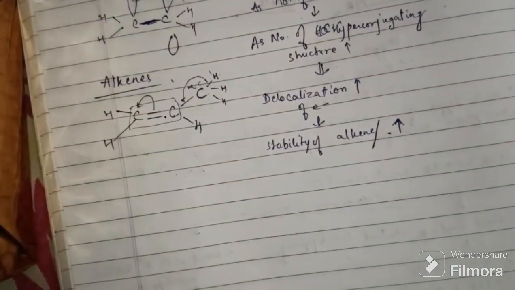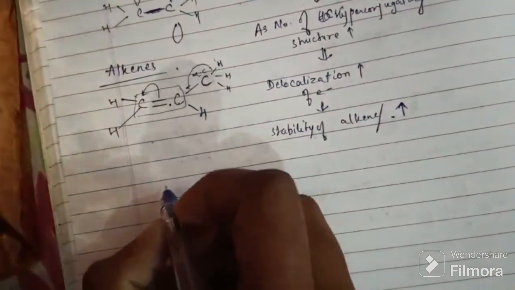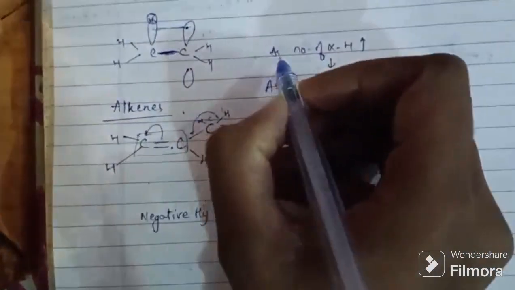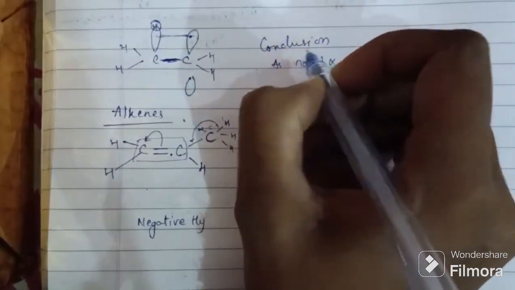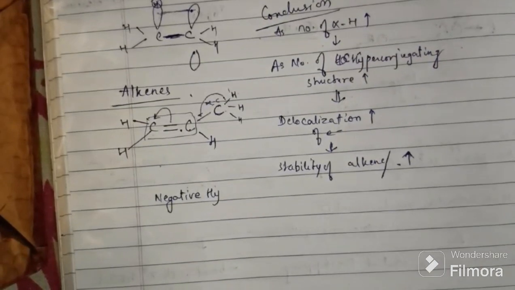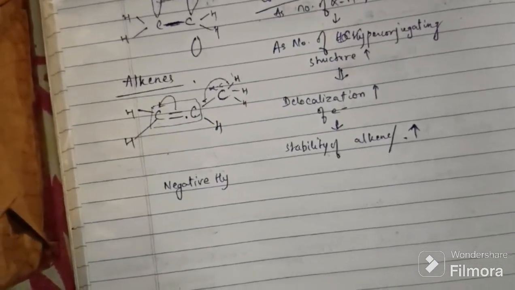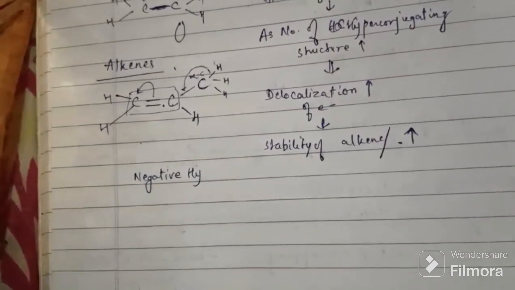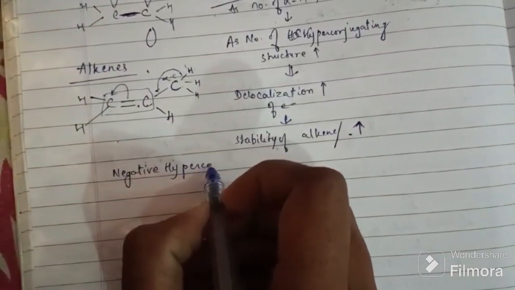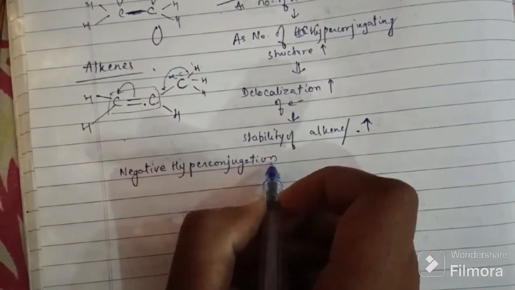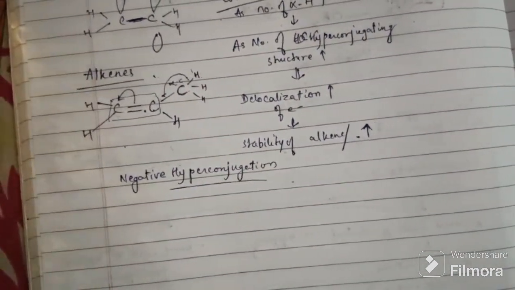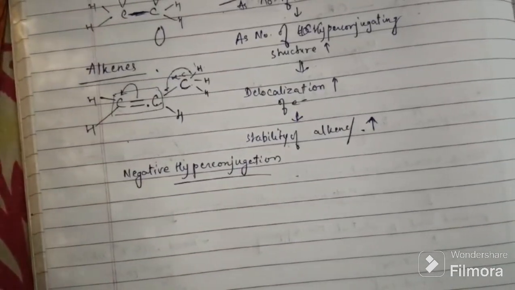Reverse hyperconjugation can also take place, that is negative hyperconjugation. This is the overall conclusion that can be brought out from hyperconjugation. Now negative hyperconjugation. Electrons taken from the pi electron system can be termed reverse hyperconjugation.